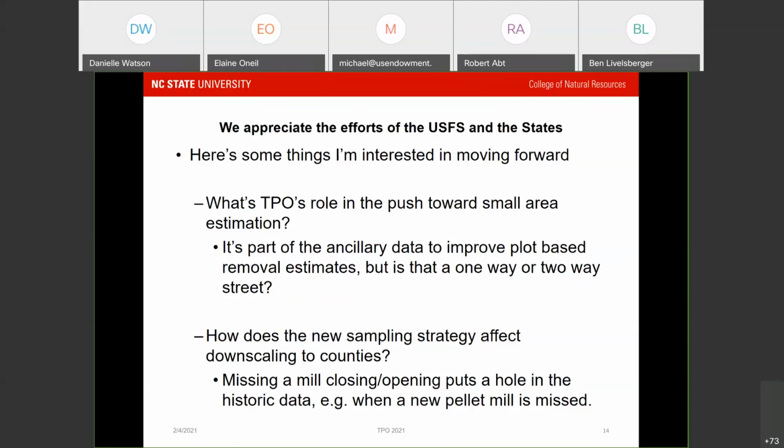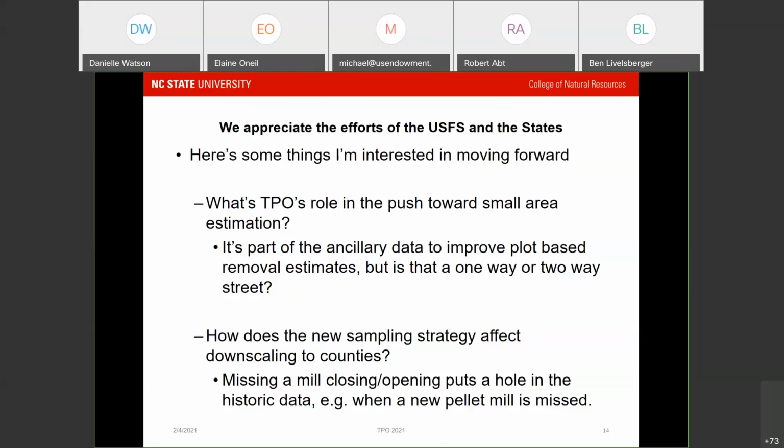Is there a way that that arrow can go both ways so that the TPO data can be improved by better small area estimation estimates? It's just a question. It may have a simple answer, which is it doesn't make sense, but it's something that has occurred to me. And then I also think about the new sampling strategy in terms of downscaling the counties.